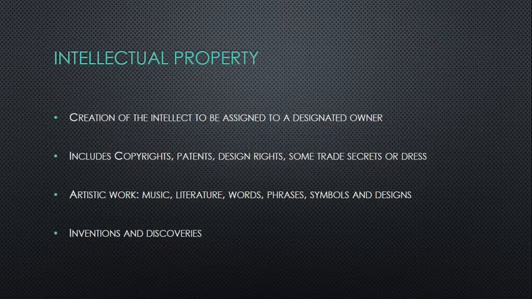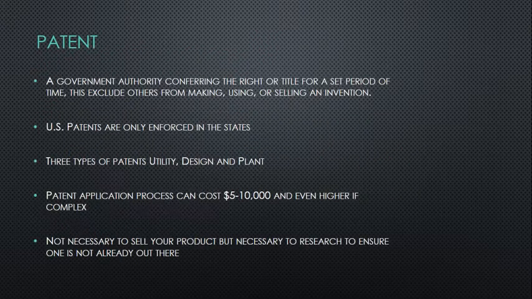Artistic work like music, literature, words, phrases, symbols, and designs, pretty much anything like that. Inventions and discoveries. All these are essentially what intellectual property encompasses. And then we'll go over the process of protecting specific items as you go through. So let's start with patent, the first one.